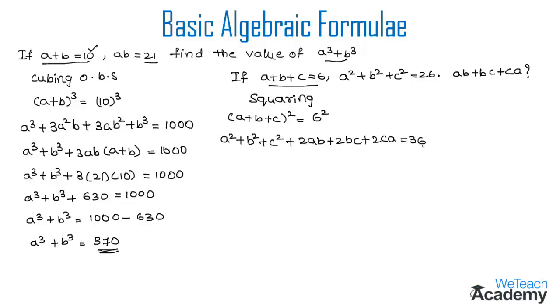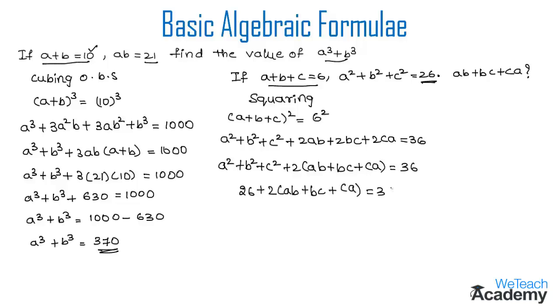is equal to 36. So we can write this as a square plus b square plus c square plus, by taking 2 as a common factor from the remaining 3 terms, 2 into ab plus bc plus ca is equal to 36. Now let us replace the value of a square plus b square plus c square with 26, plus 2 into ab plus bc plus ca is equal to 36.